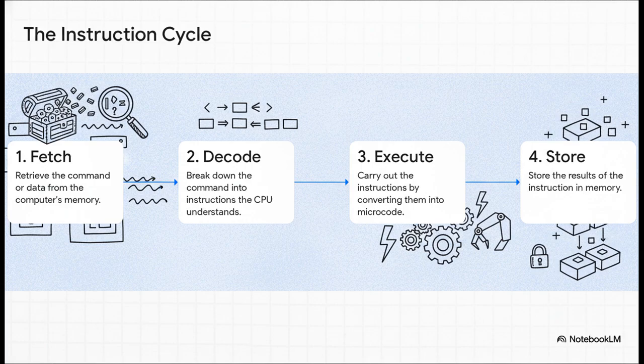The control unit goes out and grabs the next instruction from memory. Step 2 is decode. The CU looks at that instruction and figures out what on earth it's supposed to do. Step 3, execute. The instruction gets passed over to the ALU, which does the actual work, the calculation. And finally, step 4, store. The result of that calculation gets saved back into memory or a register.